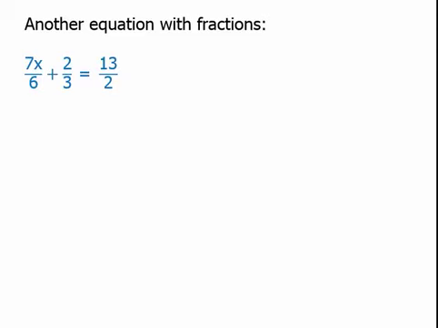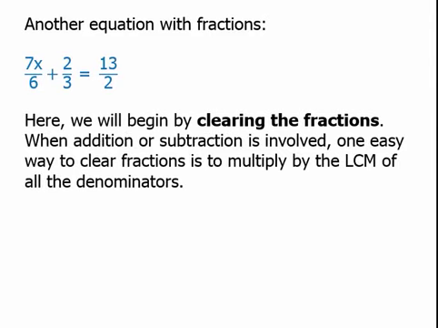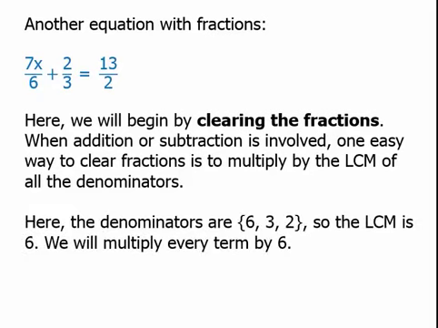Another equation with fractions. So here we have 7x over 6 plus 2/3 equals 15/2. Well, here we will begin by clearing the fractions. You see, we have addition or subtraction, and that makes it a little trickier, but one easy way to clear the fractions is to multiply by the least common multiple of all the denominators. Here the denominators are 6, 3, and 2. Those are the three denominators, and the least common multiple of those is 6. So we will multiply every term by 6.